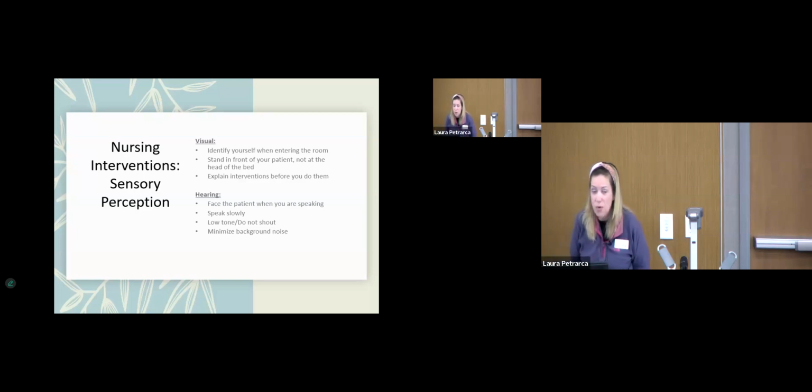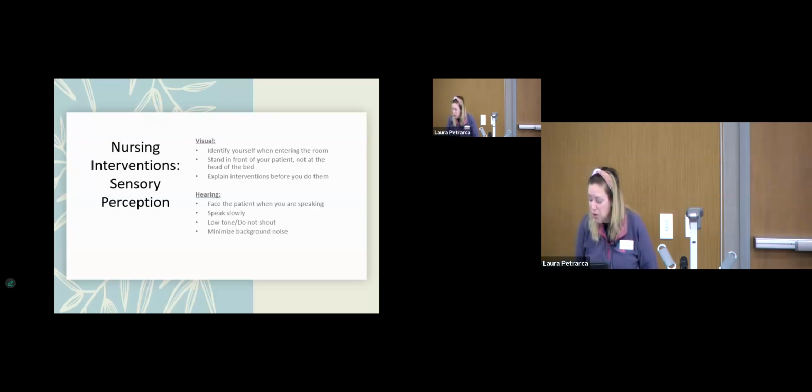And minimize background noise. If you go in the room and the patient's TV is blaring, hopefully it's in closed caption so they can read it. But make sure that you turn that off, turn it down, whatever you need to do so that patient can hear you. Get rid of the background noise. And remember, some of your patients are lip readers. I'm a lip reader, very much so. So I'm looking right at that patient when I'm talking to them. So just remember that some of them are lip readers.